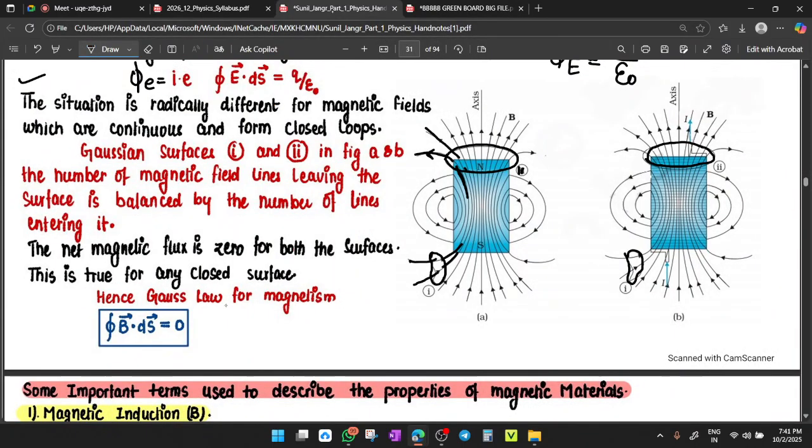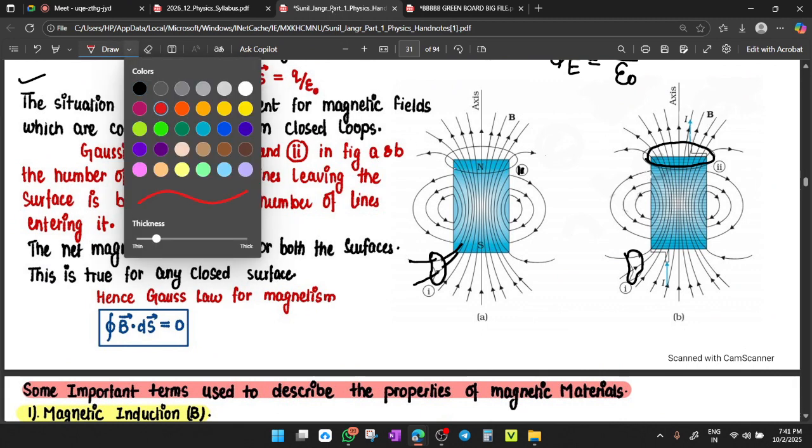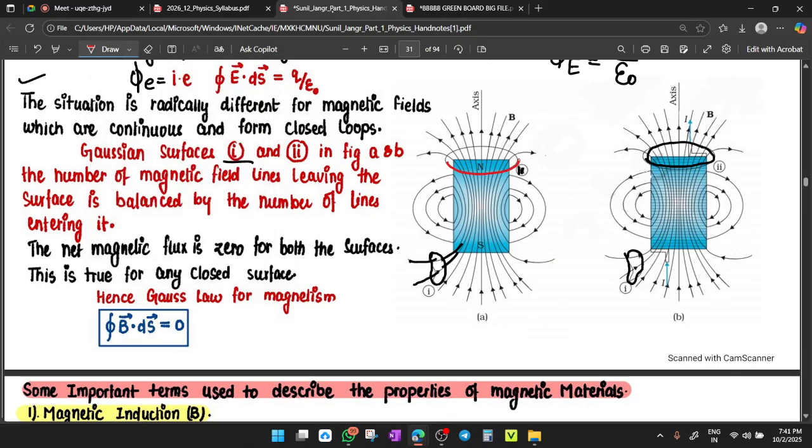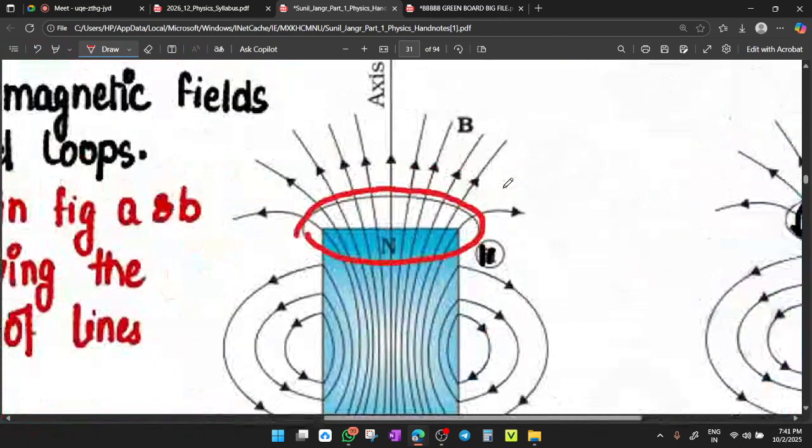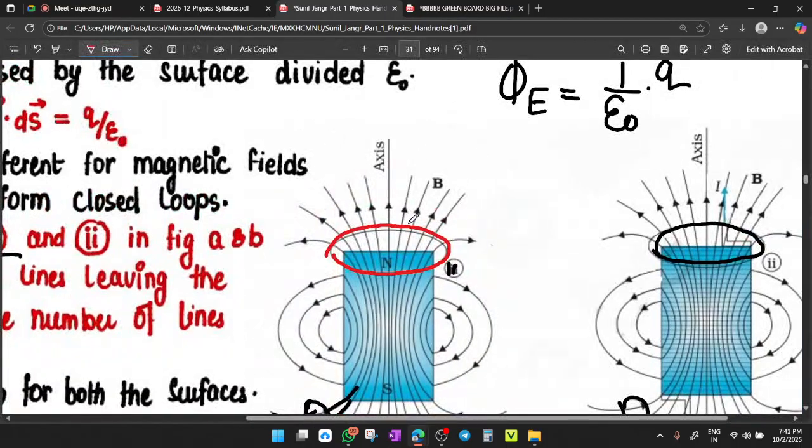So total amount of magnetic flux equals 0. Gaussian surface 1 and 2 in figure A and B: the same number of magnetic lines of force leaving the surface is balanced by the number of lines of force entering it. Just count here. Nitin, see, this is a Gaussian surface. I am making this Gaussian surface in red color. Now identify lines of force line by line, and check: does the number of lines of force entering the surface exactly equal the number leaving from the surface?